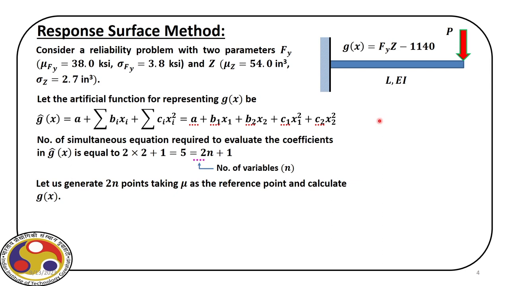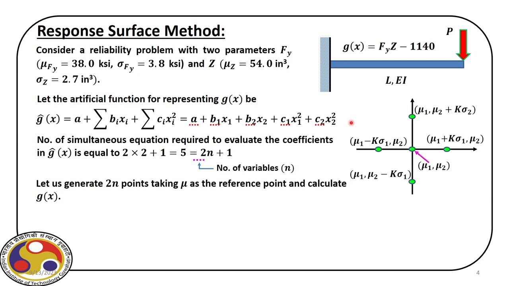So, that's the reason what we do. Our proposal is we will generate 2n points in and around the mean point. So, mean is the reference point. Why do we consider mean as our starting point? Because that represents the central tendency of our data. So, that's the reason we always prefer to start with the mean point. So, in and around mean, we will generate 2n points, and that's how we will get altogether 2n plus 1, because including mean, we will have 2n plus 1. So, that's how we will generate those points, and then at those points we will solve the original limit state equation. And then we will get the response, and then we will solve this equation. That I will explain in a minute.